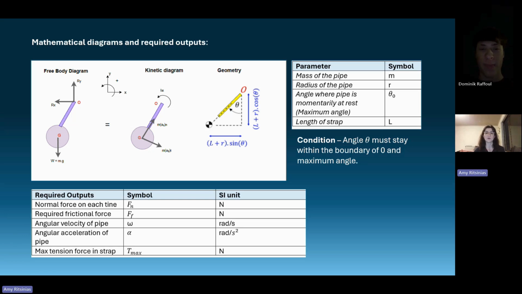Using Newton's second law, force equals mass times acceleration, we know the forces in the free body diagram are equal to the mass multiplied by the acceleration, which is seen in the kinetic diagram. The required outputs that we need to find include the normal force on each tine, the required frictional force to prevent the strap from slipping, the angular acceleration of the pipe, and the max tension force in the strap.